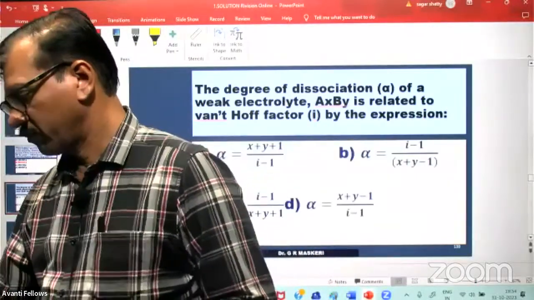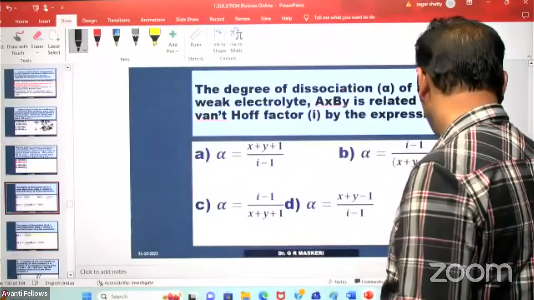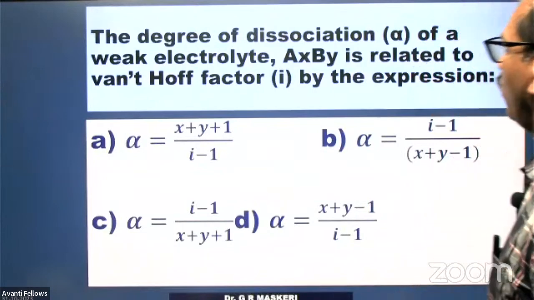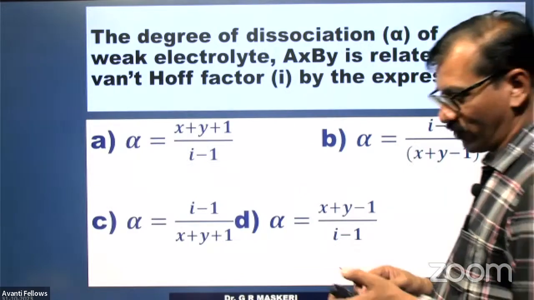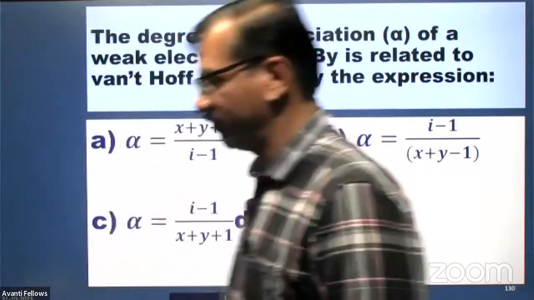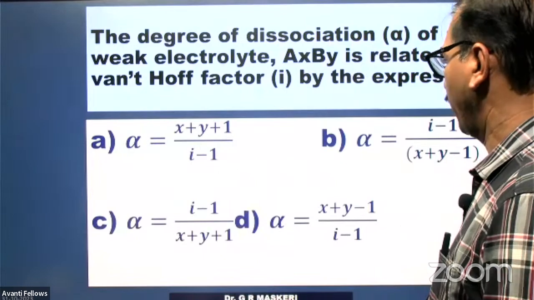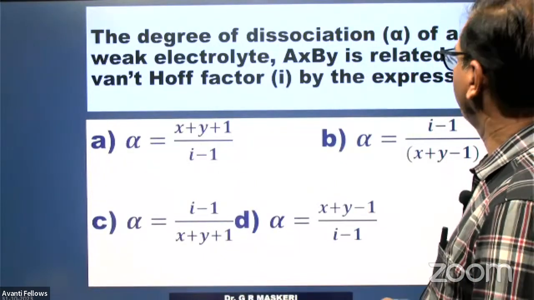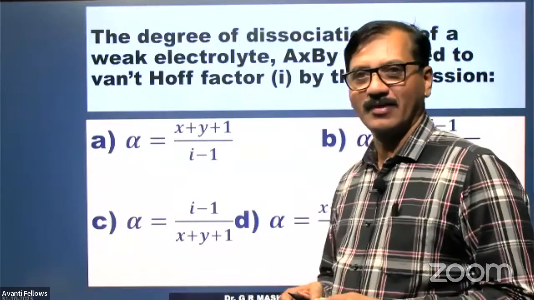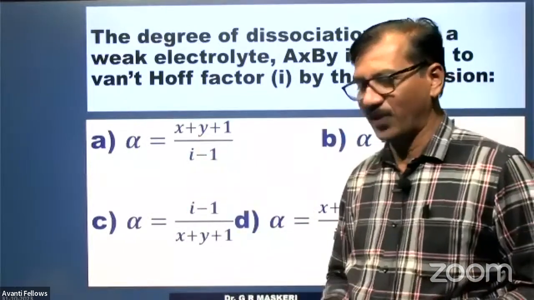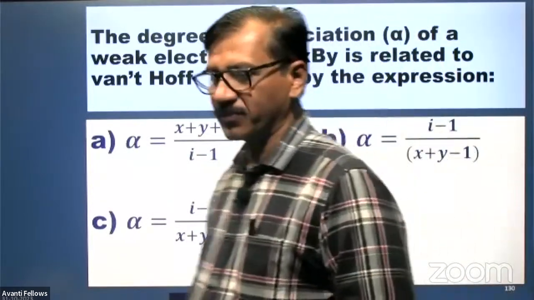Now, sometimes you may observe that also. Now, the degree of dissociation alpha of a weak electrolyte AxBy is related to van't Hoff factor i by the expression. So, if you have understood the derivation that I have done, you can write this. AxBy, how it splits, write that. This is a little bit tricky question. It is from competitive examinations. Option B? Hats off. Good. You are very fast and accurate. Speed and accuracy matters.